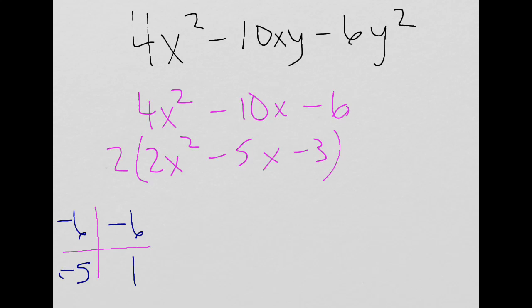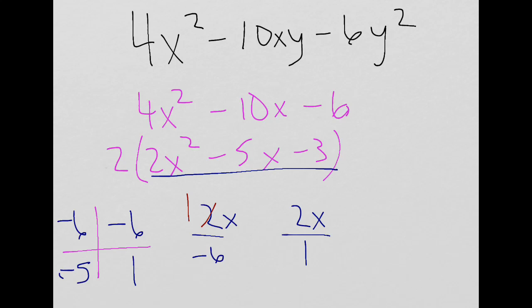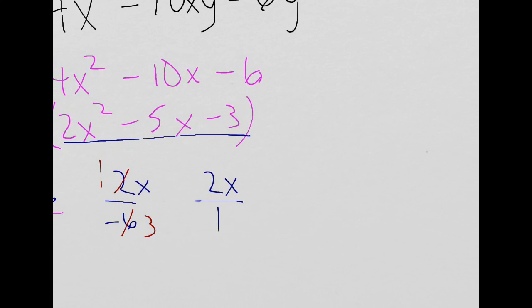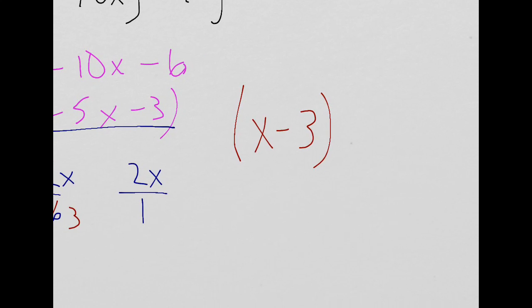So now I can make my parentheses. And since I'm using this polynomial, I don't use the 4, I use the 2. So it's 2x and negative 6, 2x and 1. So I can simplify. That's 1, that's 3. I can't simplify the 2 and the 1 in the next one. So my parentheses are going to be 1x minus 3 and 2x plus 1.